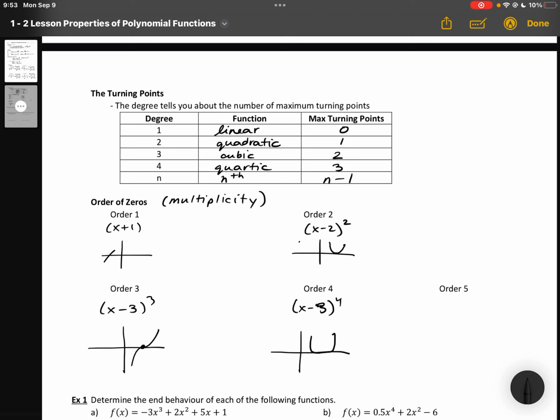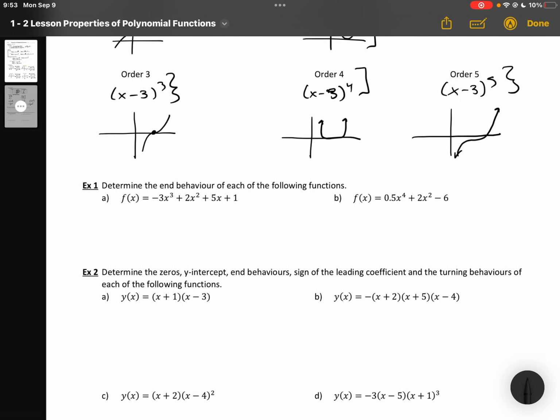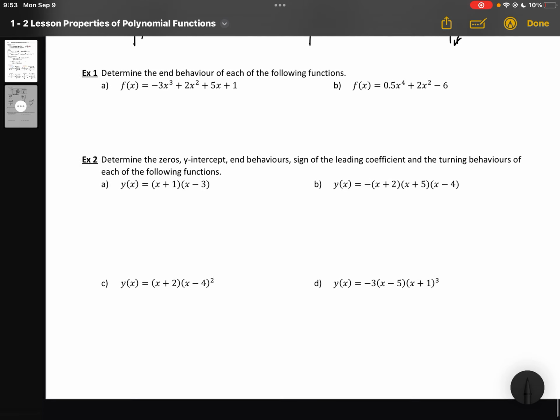Looks more like a quartic function, kind of like a parabola. And then order 5 is slightly more squiggly than a cubic, but still goes through the x-axis. So all of the odd degree roots, 1, 3, and 5, the function goes through the x-axis. All the even roots, the function just touches the x-axis. So we want to apply that to some situations.